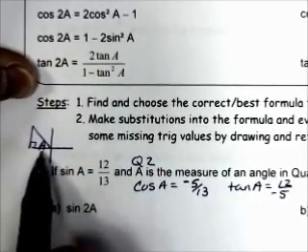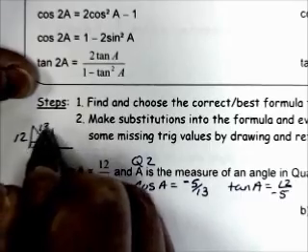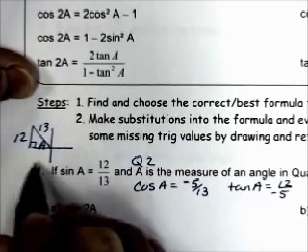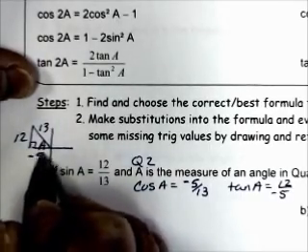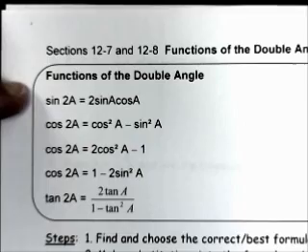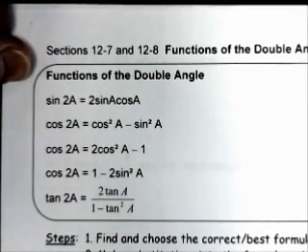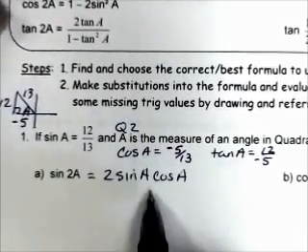In quadrant 2, angle A, sine is 12/13, so opposite over hypotenuse, so that means our adjacent side is negative 5. Okay, the sine of 2A, well, there's only one formula. The sine of 2A is equal to 2 sine A cosine A.